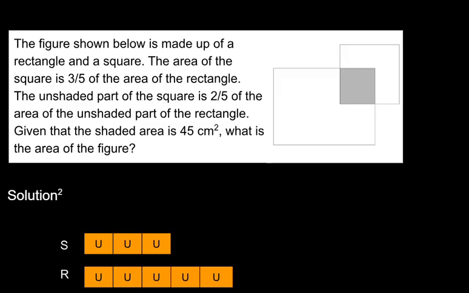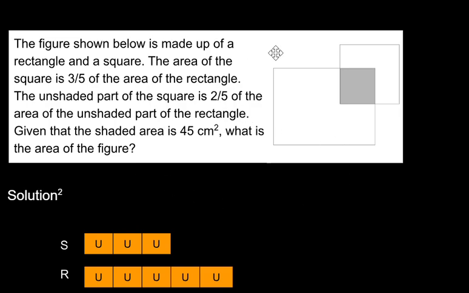Hi, let's look at this question together. The figure shown below is made up of a rectangle and a square. Okay, so there is a rectangle, there's a square. The area of the square is 3/5 of the area of the rectangle. The unshaded part of the square is 2/5 of the area of the unshaded part of the rectangle. Given that the shaded area is 45 centimeters square, what is the area of the figure?